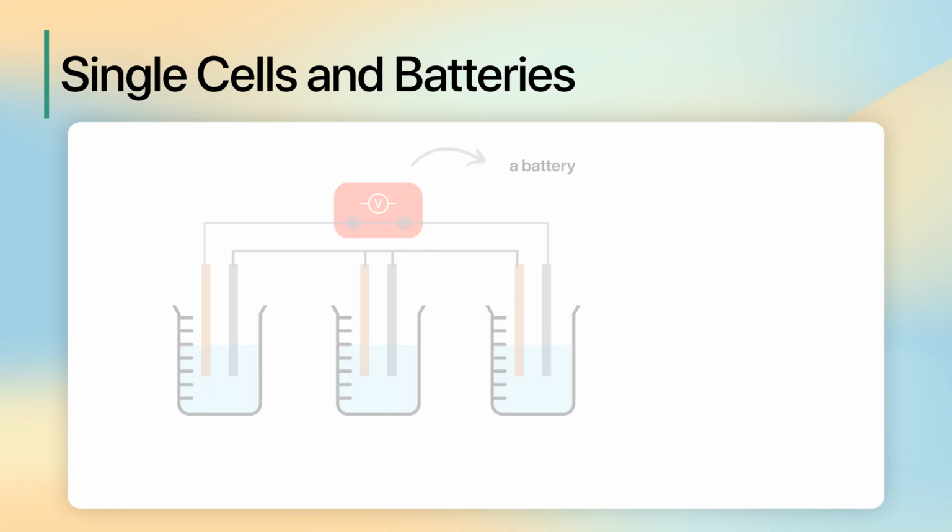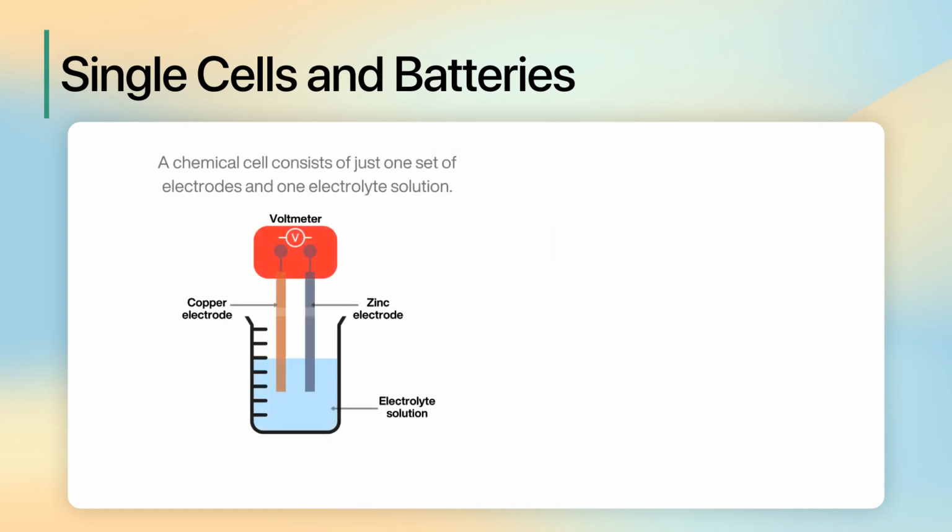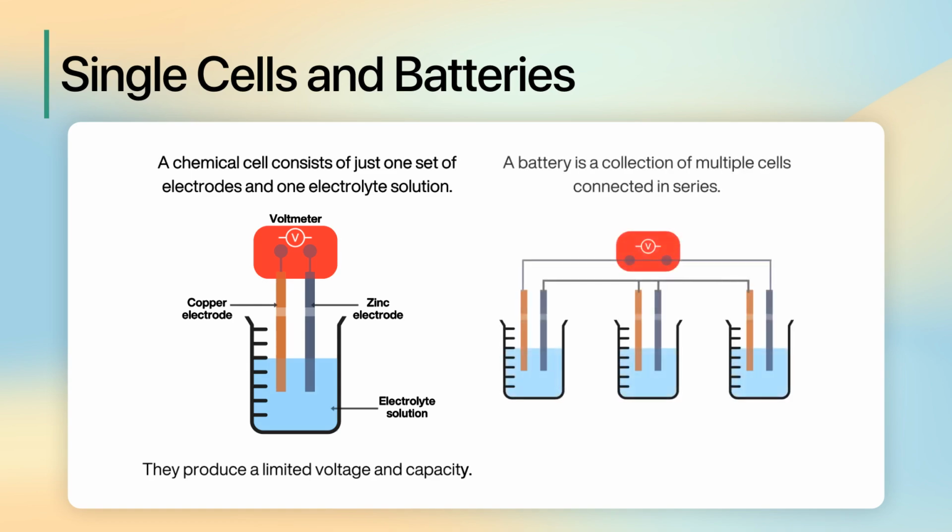To be precise, while a single cell consists of just one set of electrodes and one electrolyte solution and typically produces a limited voltage and capacity, a battery is a collection of multiple cells connected in series which combine to produce a larger total voltage. We will examine batteries in even further detail in subsequent lessons.